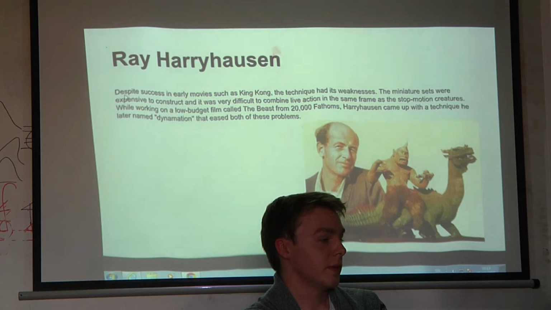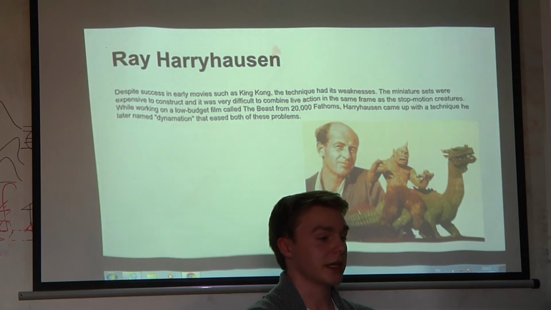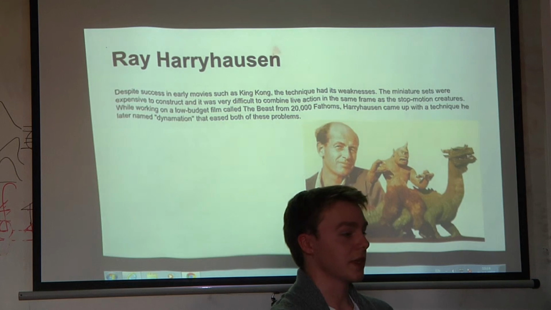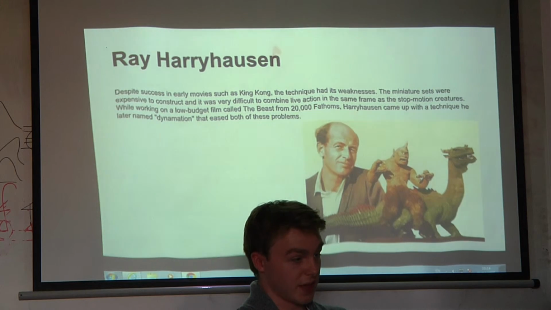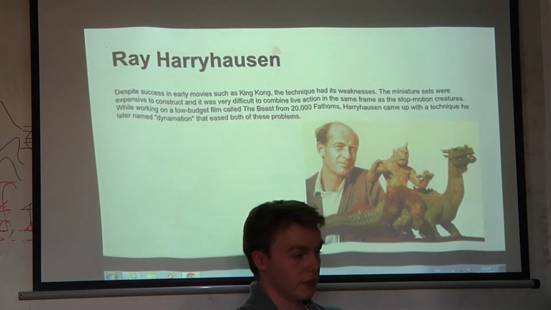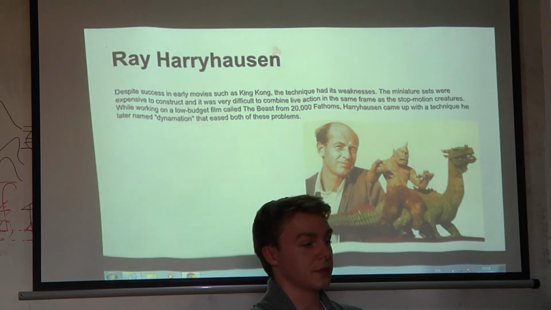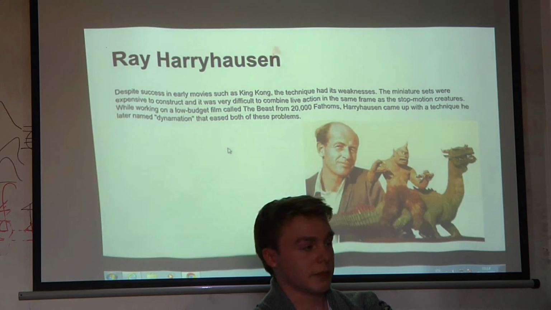So this is Ray Harryhausen. Despite the success in early movies such as King Kong, the technique of stop motion animation had its weaknesses. The miniature sets were expensive to construct, and it was very difficult to combine live action in the same frame as stop motion creatures. While working on a low budget film called The Beast from 20,000 Fathoms, Harryhausen came up with the technique he later called dynamation that eased both of these problems.